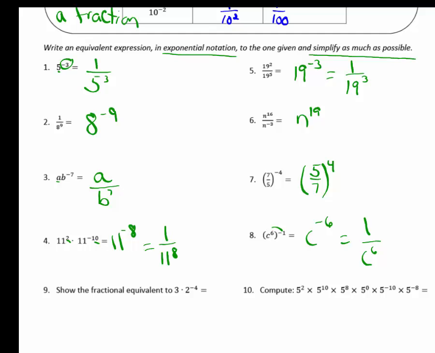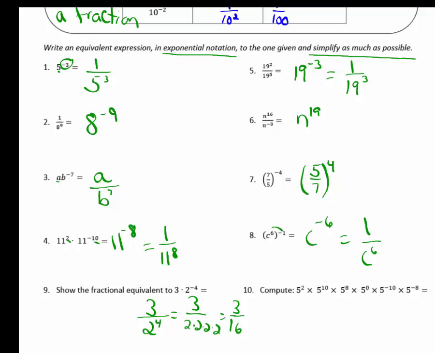So very similar to what we did up in number 3. The 3 does not have an exponent, so we're going to keep it. 2 to the negative 4 means it has to go in the denominator. 2 to the 4th. Well, 2 to the 4th means that we're doing 2 times 2 times 2 times 2, which means we have 3 over 16.